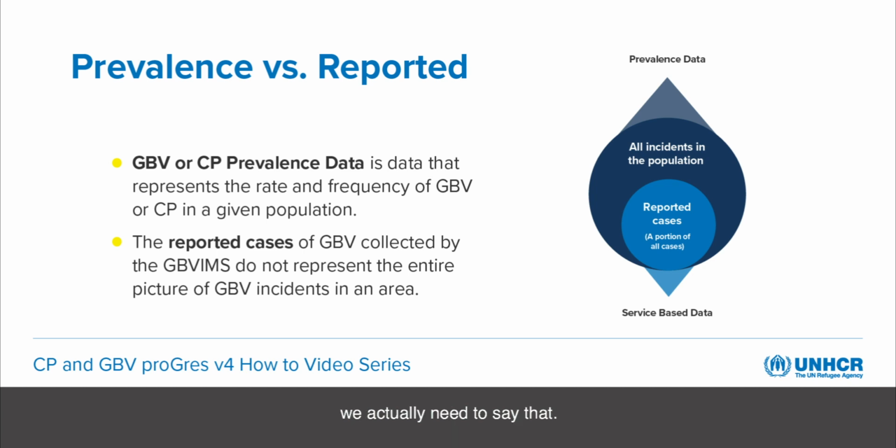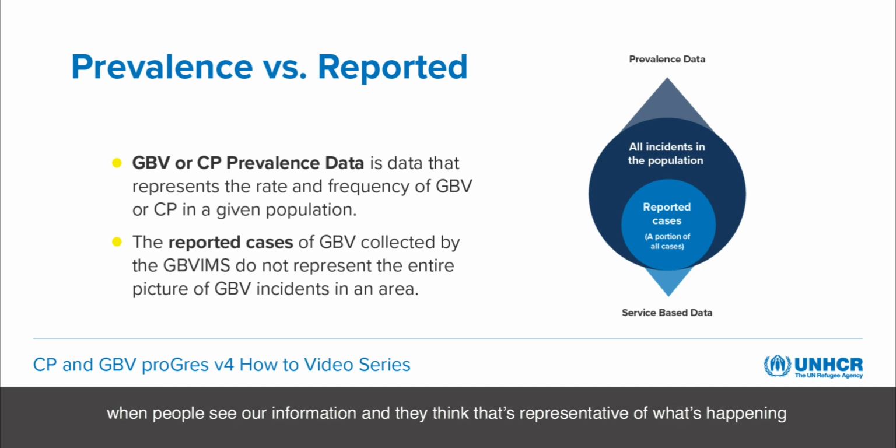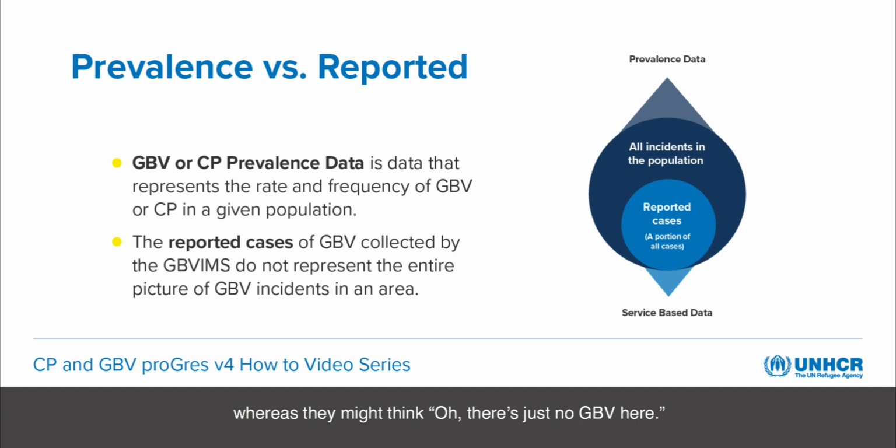We actually need to say that because it can shoot us in the foot when people see our information and think that it is representative of what's happening. And we know that if there are no service providers here, the cases are going to be low because no one's reporting, whereas they might think, oh, there's just no GBV here. Or in some contexts, when we start opening up a whole bunch more centers and we see the numbers go up, people will say, oh, the GBV is rising here, when it's not. It's just that maybe there's more service providers.